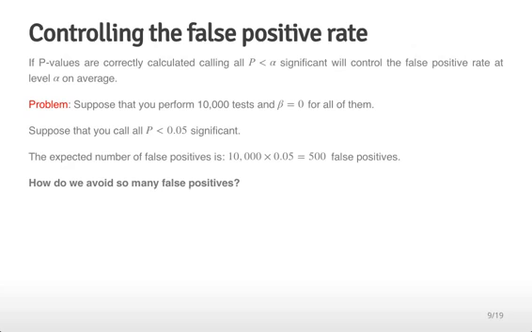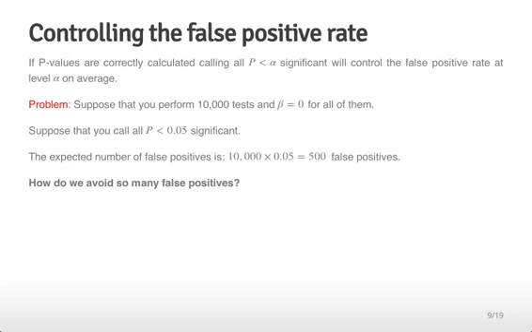In other words, is there a way that we can perform a procedure such that the rate of errors defined by that error rate is held in check in a particular way? So first we're going to talk about controlling the false positive rate. If p-values are correctly calculated, you can just use the p-values directly and call all p-values less than some threshold alpha, where alpha is between 0 and 1, significant. That will control the false positive rate at level alpha on average. In other words, the expected rate of false positives is less than alpha.